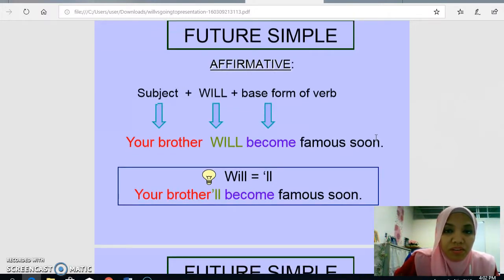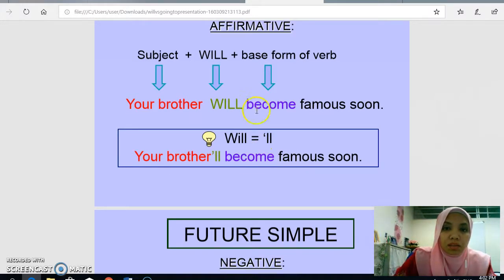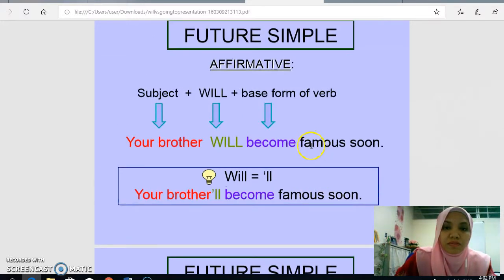So for simple future tense, the affirmative form is: you have your subject, the word will, and the verb. For example, your brother will become famous soon. We can also use apostrophe LL as the contraction for will. This is additional information for you. So that is the form for affirmative simple future tense. I think everyone gets this, right?